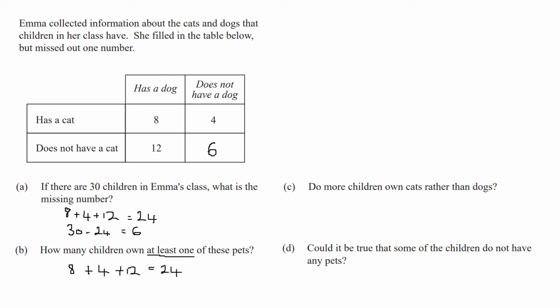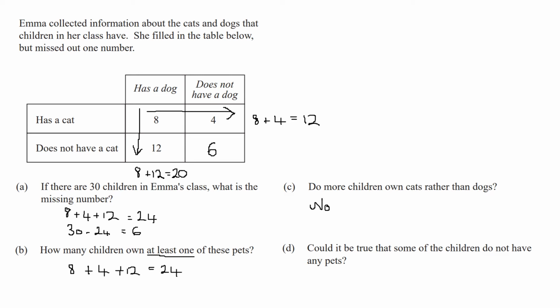So question C, do more children own cats rather than dogs? So we need to work across. So these are all the people that have a cat. So 12 people have a cat. Everyone that's in that row has got a cat. Everyone that's in this column has got a dog. So do more children own cats rather than dogs? No, because only 12 children own a cat, whereas 20 children own a dog.